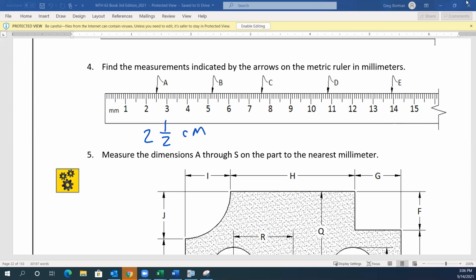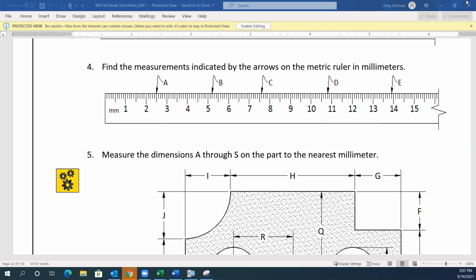Now what would that be in millimeters? Because you need to be able to do both. Well, there's 10 there, another 10 there, another 5. That makes 25 millimeters. Yeah. So see how much easier that is? That standard system that we use is so ridiculous. How about B?